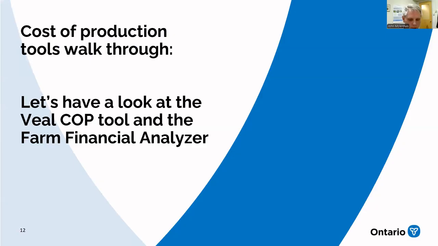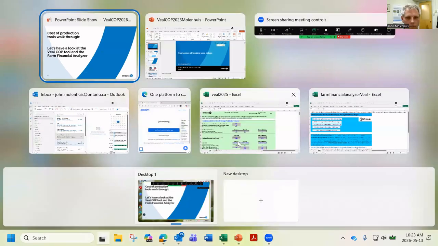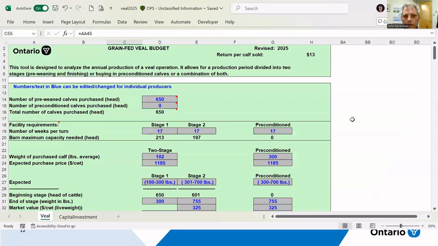So for the next little bit here, I just wanted to walk through the actual tools, because that's sort of the main reason that we wanted to look at some of these. So first off, let's have a look at the grain-fed veal budget that we revamped and updated back in 2018, 2019, and then we did an update in 2025.